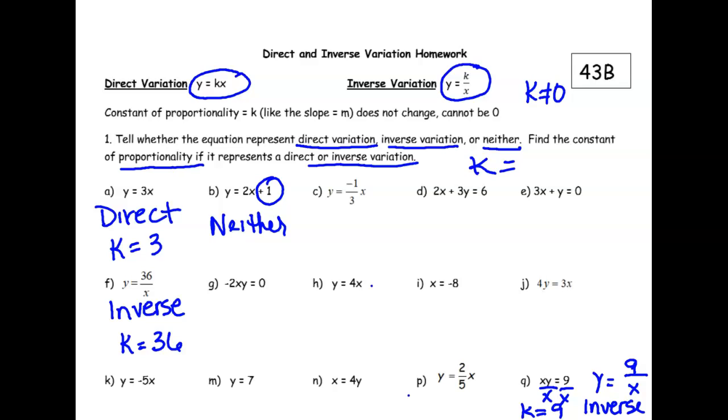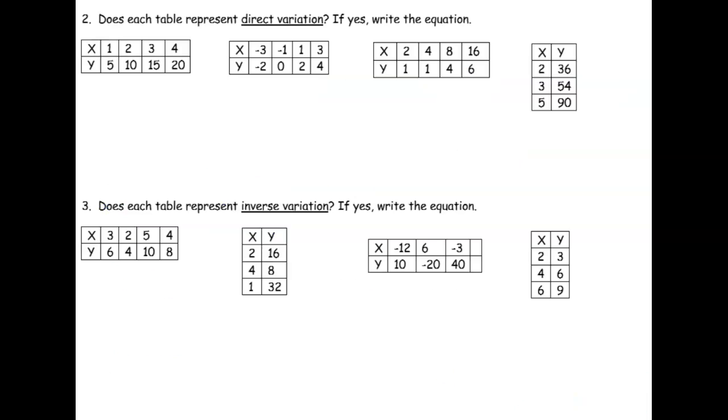Okay, then moving on to the second section, you're looking at the tables. So number 2 says, does each table represent a direct variation? If yes, write the equation. So again, I see direct variation. I think y is equal to k times x. And I prefer to solve for k, all right? So if we treat this like a literal equation, we know our k is equal to y divided by x, all right? See, all that I did was divide both sides by x.